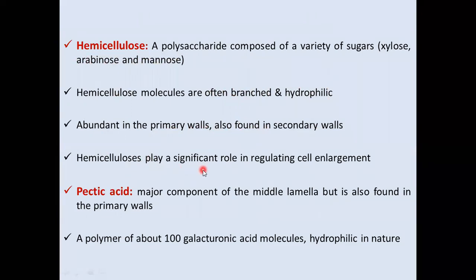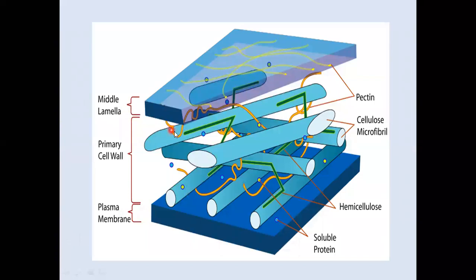It plays a significant role in regulating cell enlargement. So hemicellulose ensures and regulates the proper enlargement of cell. Next is pectic acid. It is the major component of middle lamella, but also found in the primary walls. Pectic acid is a polymer of about 100 galacturonic acid molecules, and it is hydrophilic in nature, that is water soluble. It is also a carbohydrate.